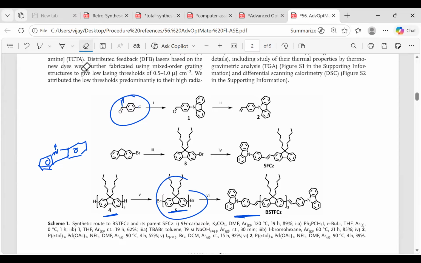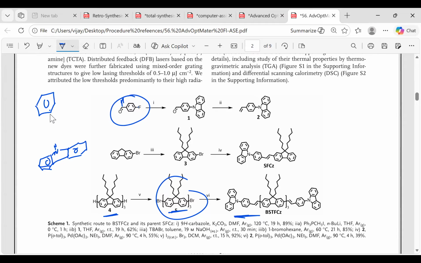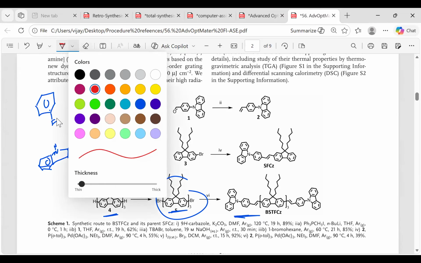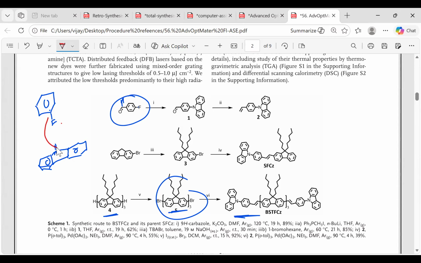If you have the aryl fluoride and it is treated with the carbazole, the nitrogen end directly attaches on this position and the fluoride gets eliminated. This is the example of this aromatic nucleophilic substitution reaction, and we get this carbazole-coupled compound. So this is the aldehyde.